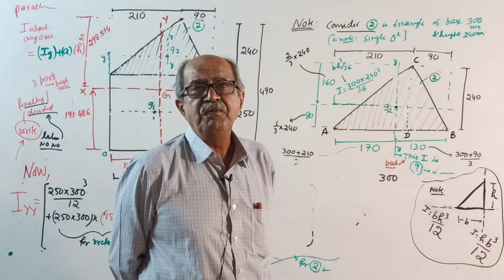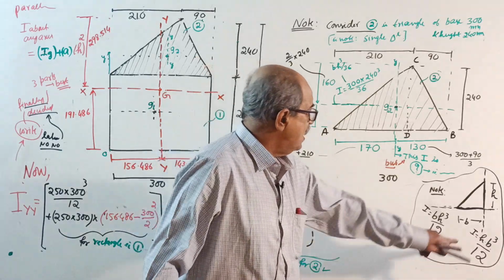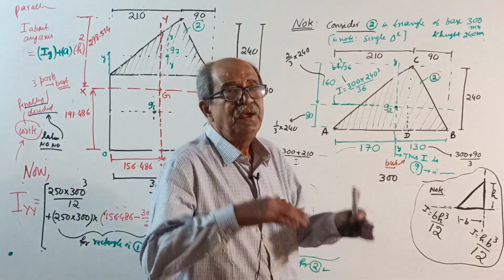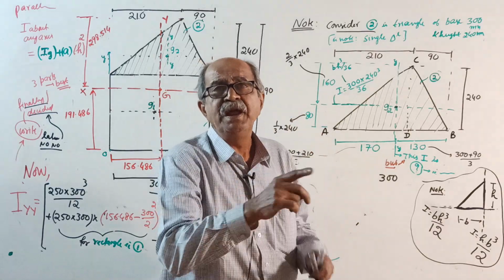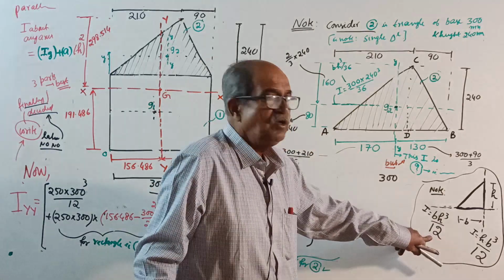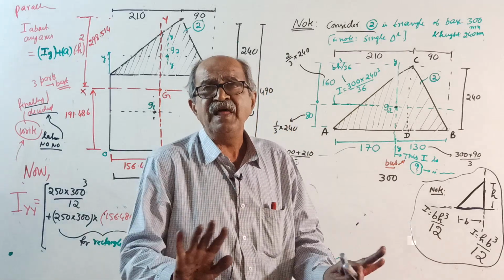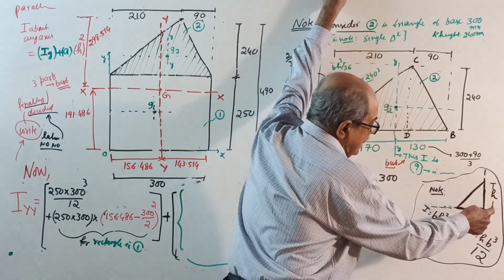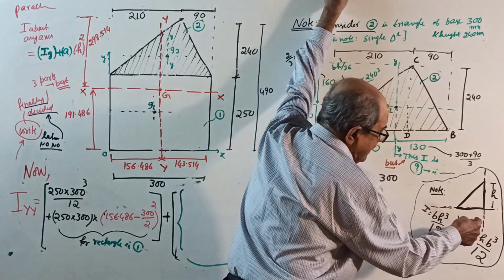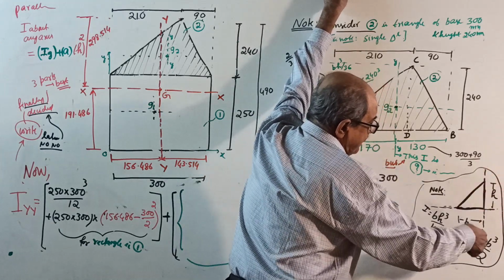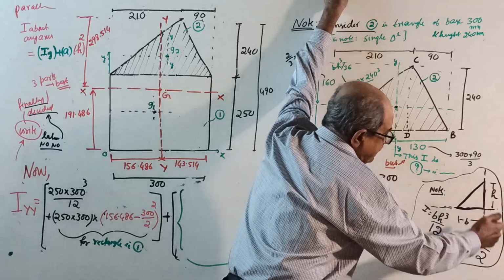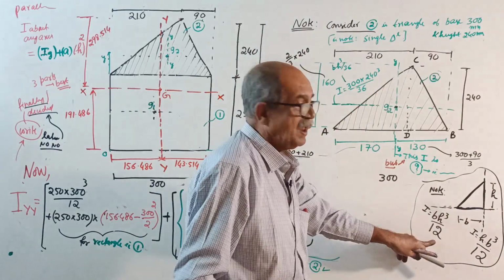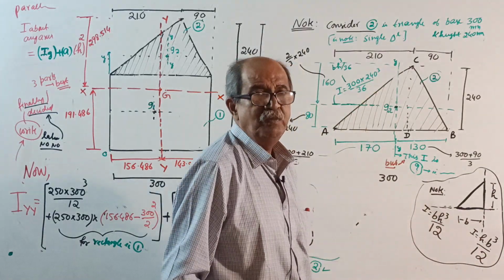But in some computer examinations, they ask, what is I about the base for a triangle? I about the base for a triangle is base into height cube by 12. It is not 36, because it's not the centroidal axis. So always parallel into perpendicular cube. When you want I here, parallel is B into H cube by 36. If you want I about this axis, it is H into B cube by 12. Sorry, not 36, 12. This note you require. You make a note here.